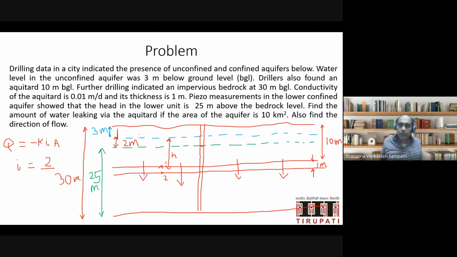What will the pressure at point 2 be? Now here you have to understand something very, very important. The pressure inside the confined aquifer is the same everywhere. Only the elevation changes. So if I pick point 2 here, or here, or here, the pressure will be the same, just like a pipe.